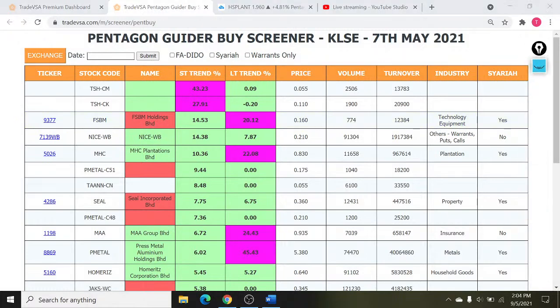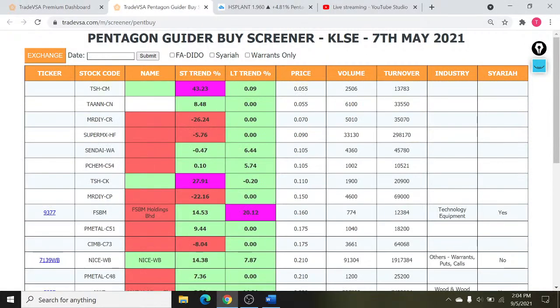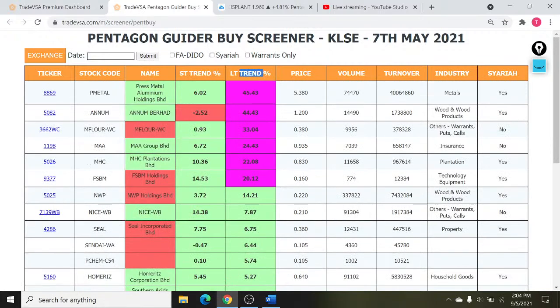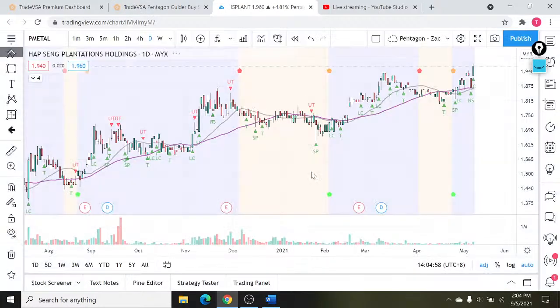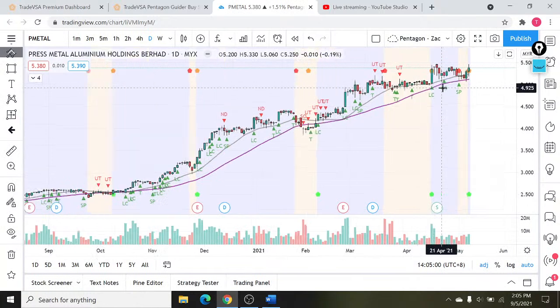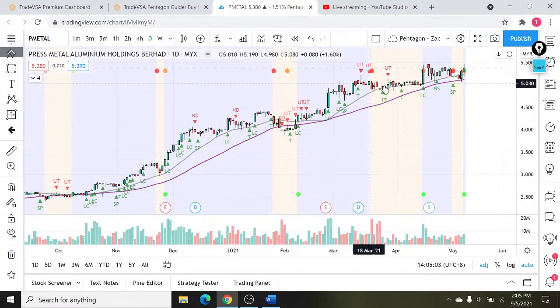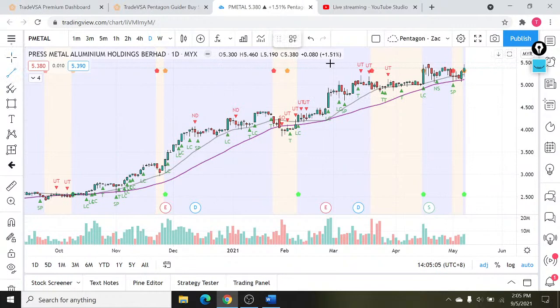Usually I like to sort according to ST and LT. I like to sort according to LT, because I want to see which stocks have the best momentum, and whether there is any reaccumulation going on. So P metal, I think yes. Pretty good momentum, and at the ST it seems to be slowing down a little bit. For those who love to buy counters and hold, I think P metal fulfills the criteria. It seems to be doing a very nice reaccumulation.